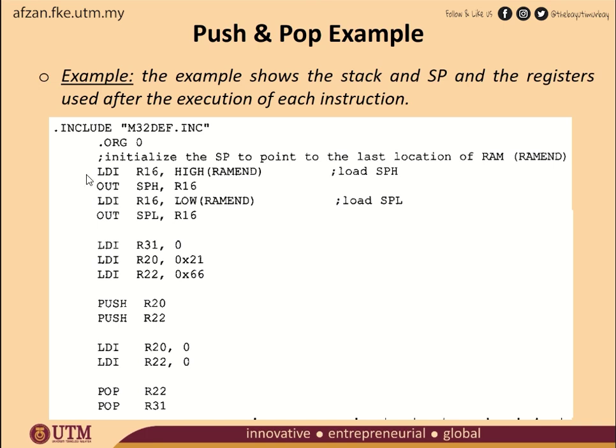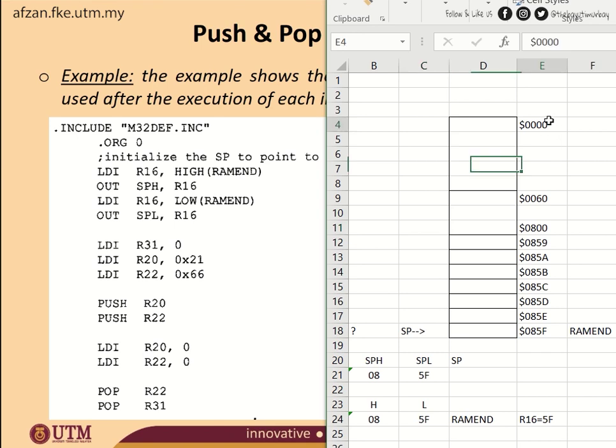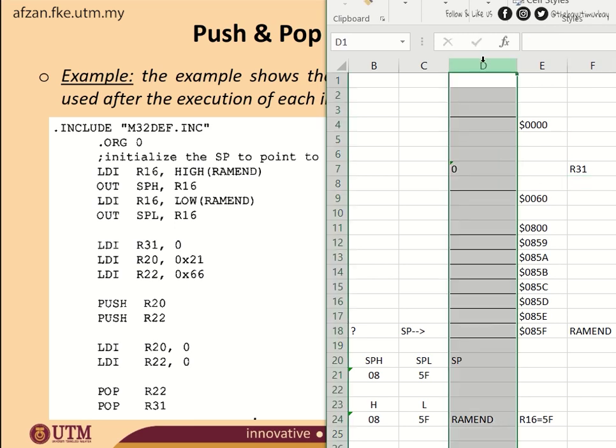So we already learned how to initialize the stack pointer so that it pointed to your RAM. Now you are going to see what happened to your stack and your register after you execute these instructions. The next instruction is load I R31 with 0. So let's say this is your R31. R31 you load with 0. So R31 is 0.